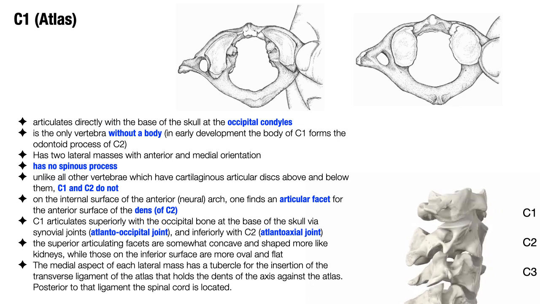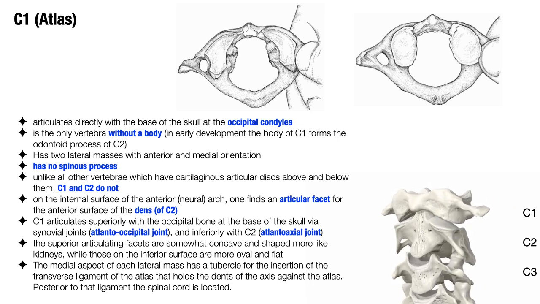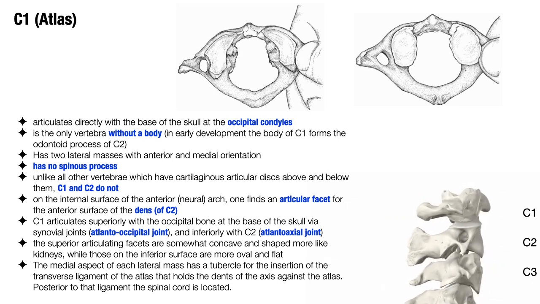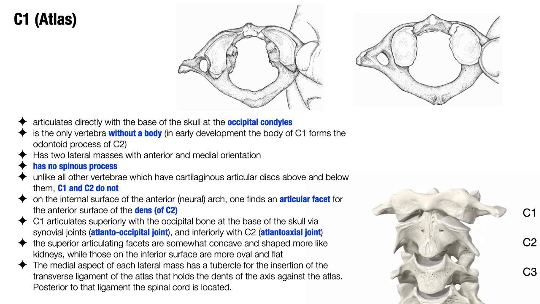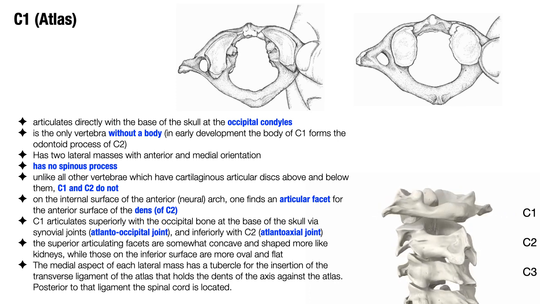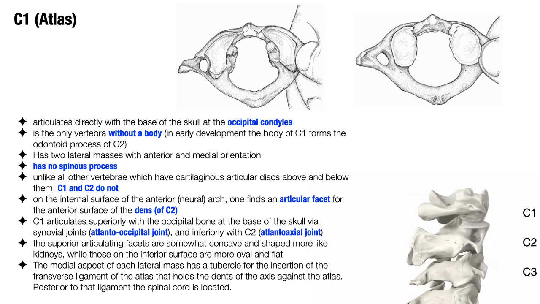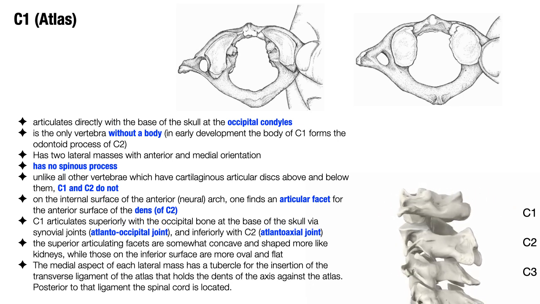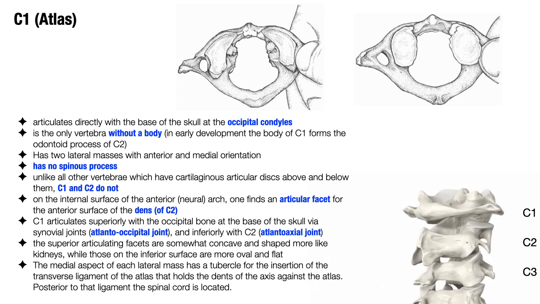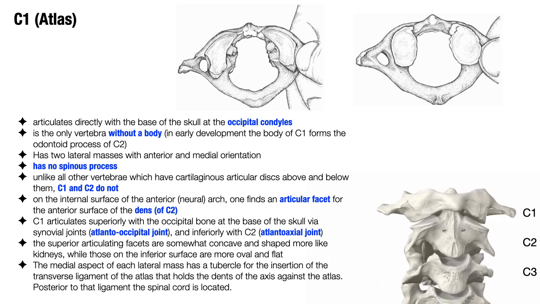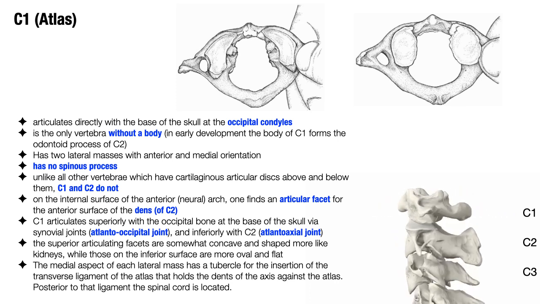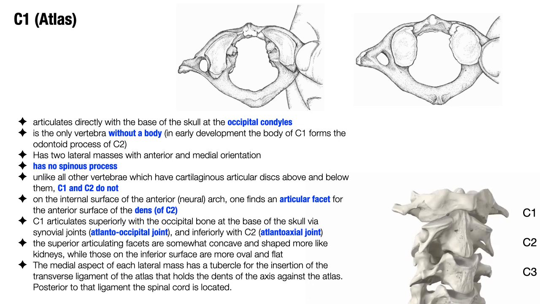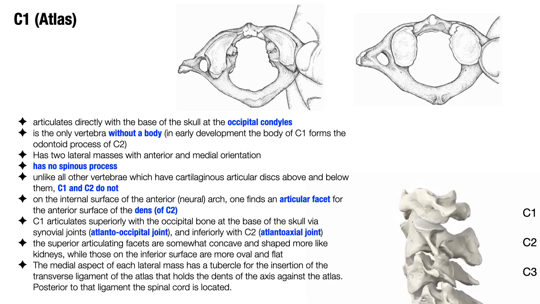Since there is no body, there is no articular disc between C1 and C2. As seen in the colored image, C2 has a dens that articulates with the arch of C1 inside the vertebral canal. Then C1 articulates with the occipital bone above. The lateral masses have the superior articular facets for the occiput and the inferior ones for the axis.